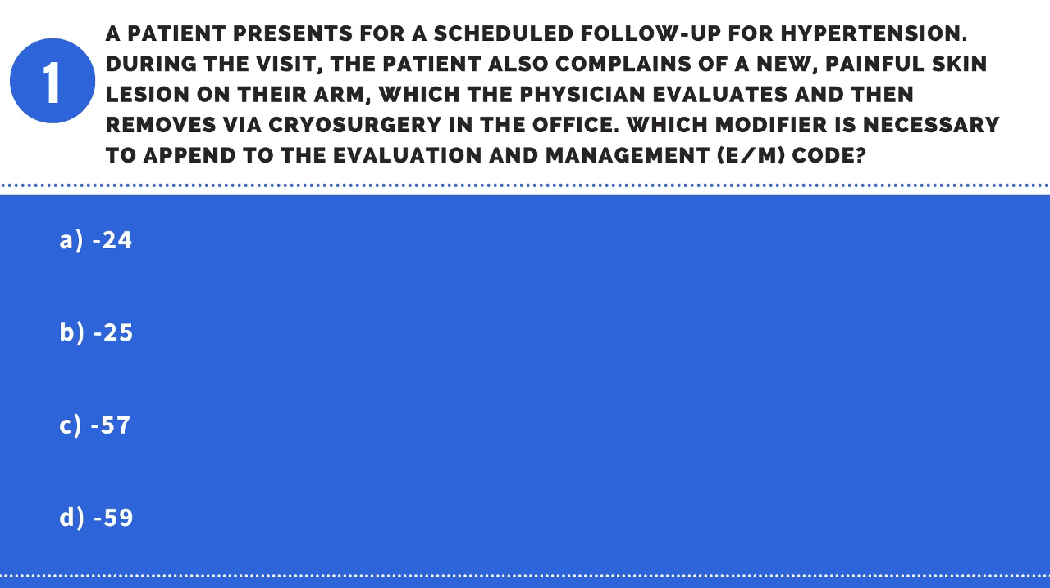Question 1. A patient presents for a scheduled follow-up for hypertension. During the visit, the patient also complains of a new, painful skin lesion on their arm, which the physician evaluates and then removes via cryosurgery in the office. Which modifier is necessary to append to the evaluation and management E/M code? A. -24. B. -25. C. -57. D. -59.